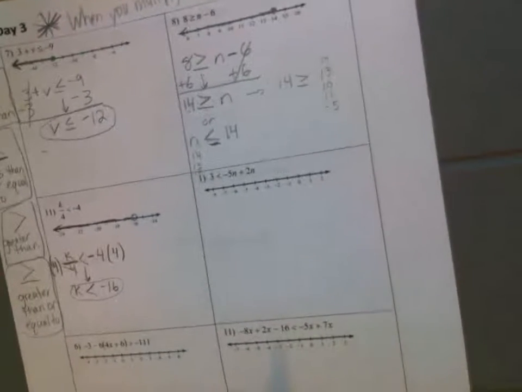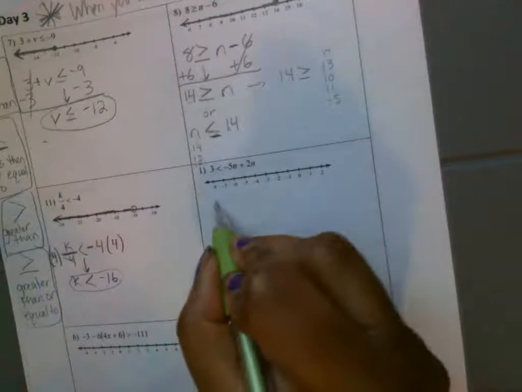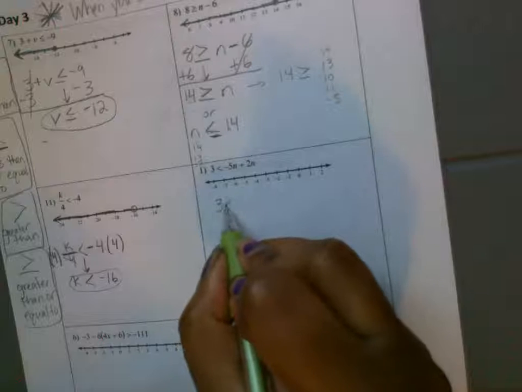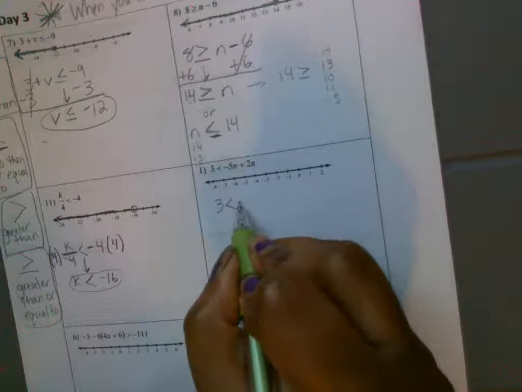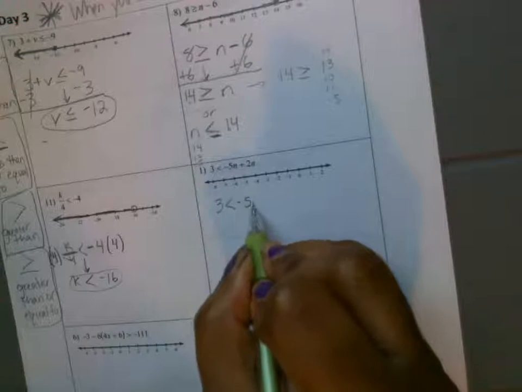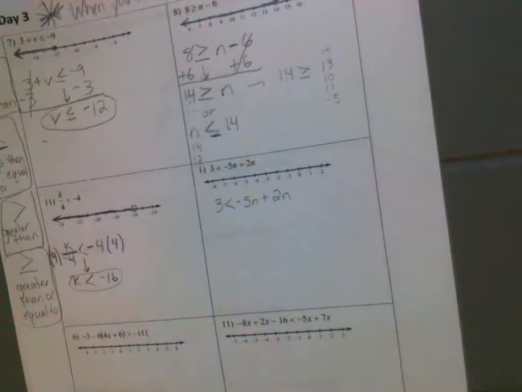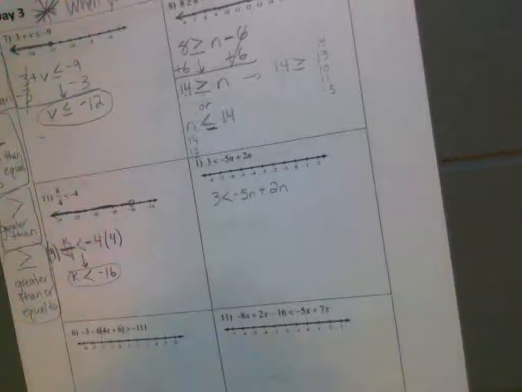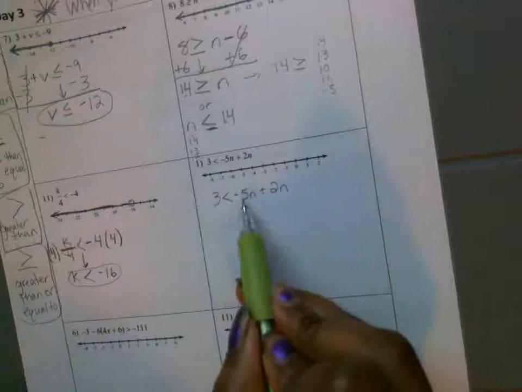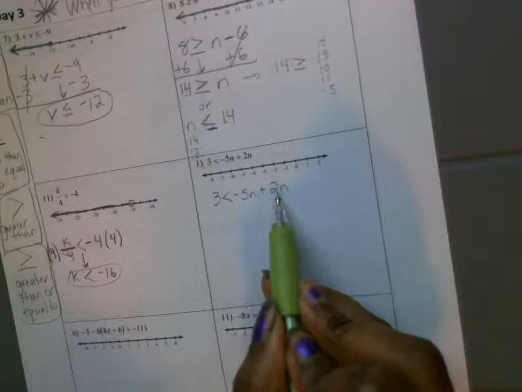All right. So here we have 3. We got again a less than. I kept using less than. I do apologize. I'm going to use a variety next time. So we got 3 is less than, and we got negative 5n plus 2n.